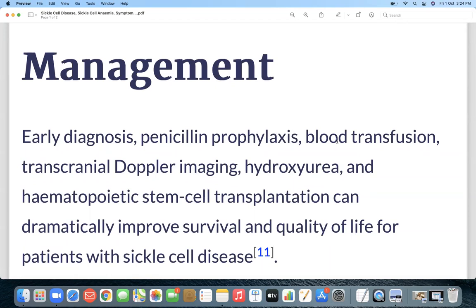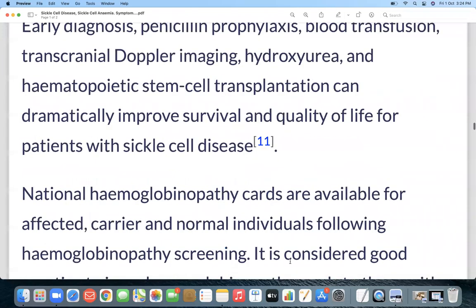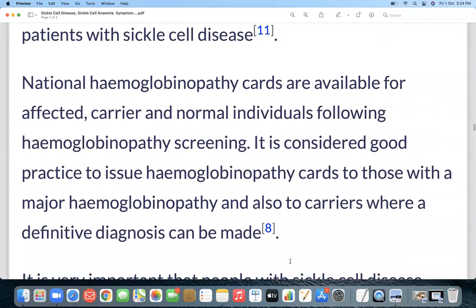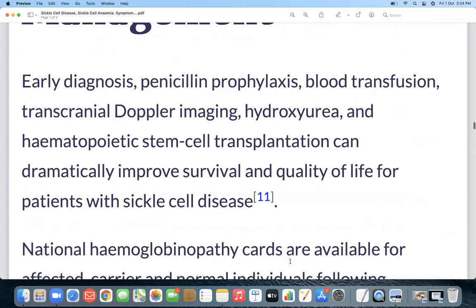Okay. Then blood transfusions, transcranial Doppler imaging, hydroxyurea, and hematopoietic stem cell transplantation can dramatically improve survival and quality of life in patients with sickle cell disease. So these should be your points. This one is the new one, hematopoietic stem cell transplantation. Okay, good.